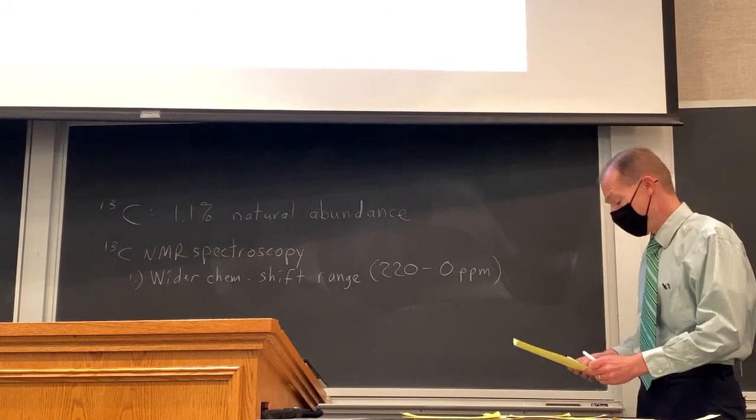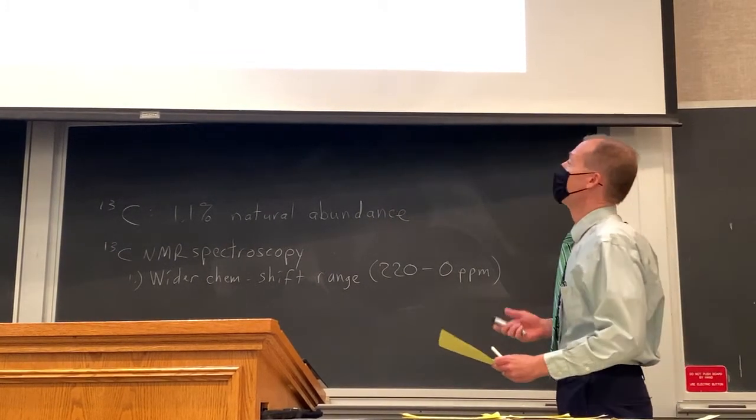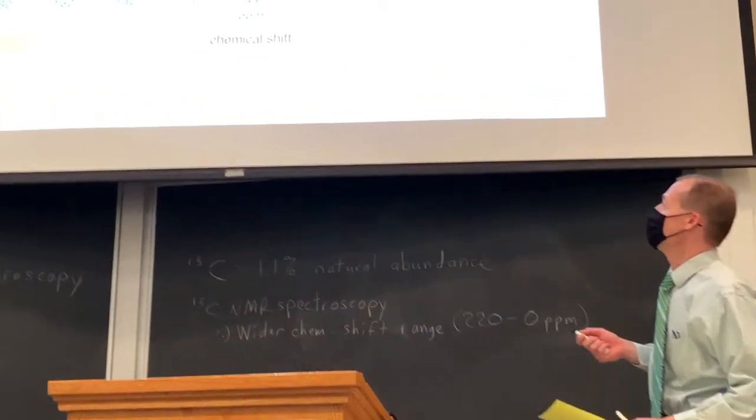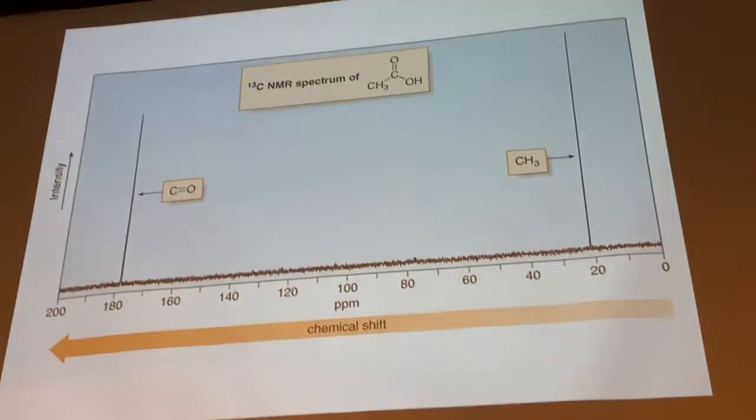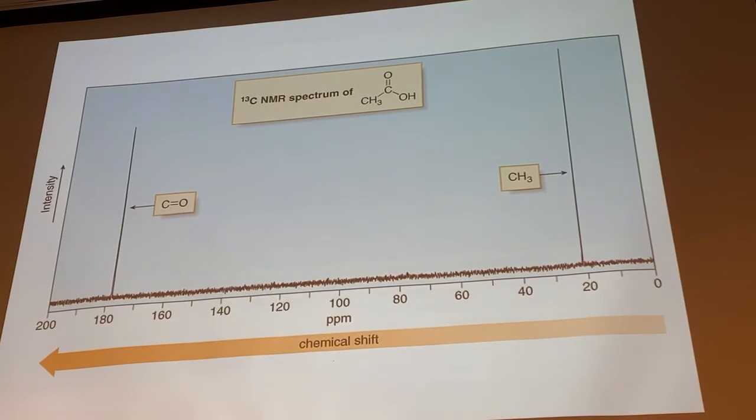Okay, so we see wider chemical shift range. It's not on our list, but you do see the baseline of the spectrum is noisier. That's due to the fact that it's much less sensitive, that we're only detecting about 1% of the carbons in our sample, as opposed to detecting 99% of the protons in our samples when we do proton NMR spectroscopy. So, second thing we notice is no splitting.